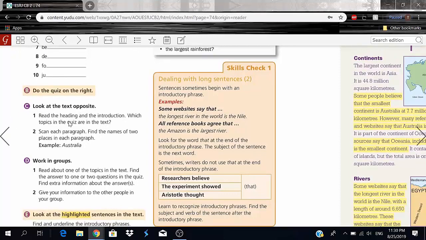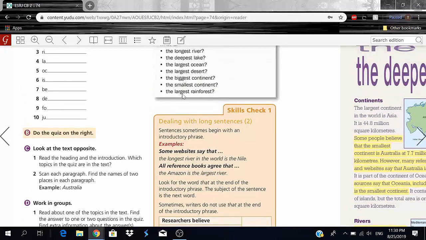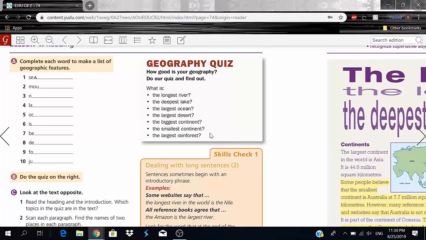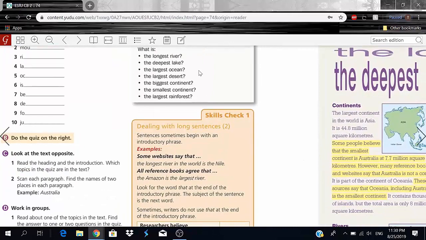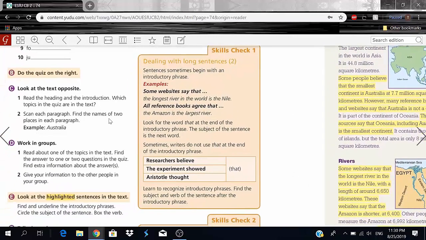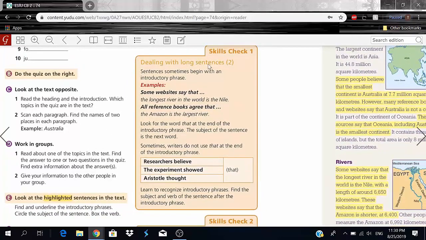Okay. So look at the text opposite. So that's why I told you guys to do what you should have done. I hope all of you were able to do that. I hope you paused the video and you read the introduction and the heading, and basically you took a couple minutes just to think a little bit about what's to come in the text. So read the heading and the introduction, which topics in the quiz are in the text. Okay? So now that we just finished the quiz, go back and think of what are the things mentioned in the quiz that are actually found in the text.